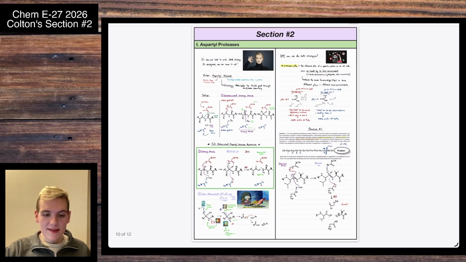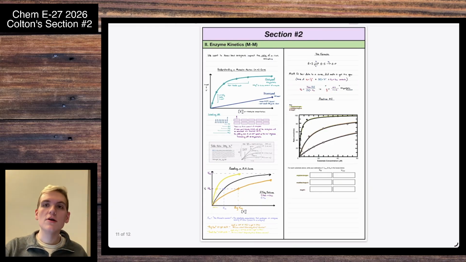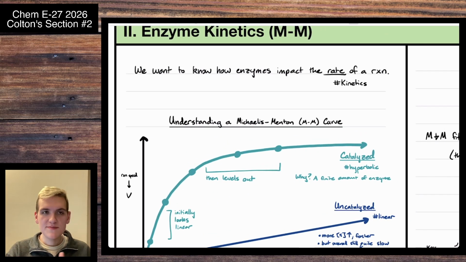Okay, with that, let's do a hard switching of gears. We are no longer in curved arrow land. We're actually in like chemistry is graphs and math and stuff, which is my less favorite form of chemistry. But, generally speaking, we want to know how enzymes are impacting the rate of a reaction. And this is Michaelis-Menten kinetics.